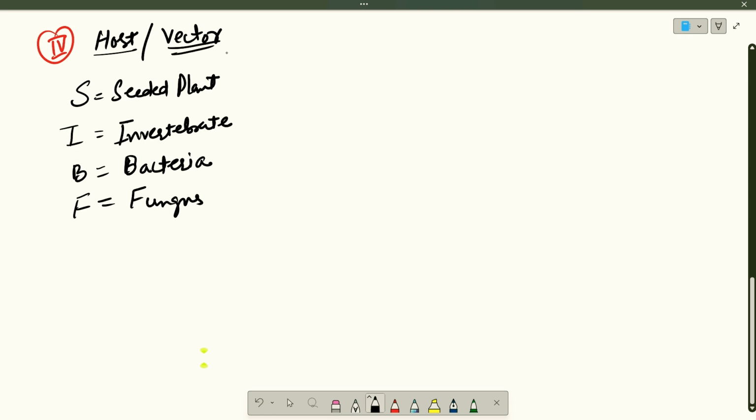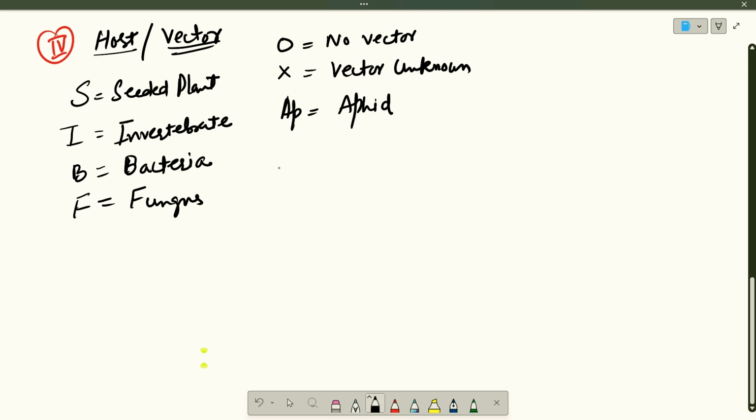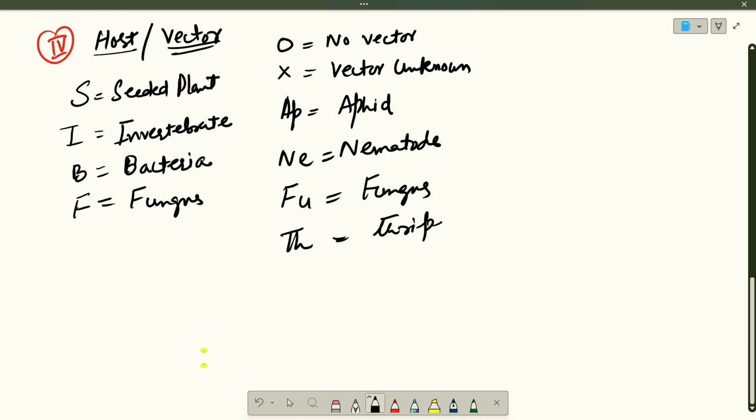Then in case of vector, what are the codes that are used in the cryptogram? If it is O, we say no vector. That means this virus has no vector. If it is X, we say the vector is unknown. If it is AP, we say the vector is an aphid. If it is NE, we say the vector is a nematode. If it is FU, we say the vector is a fungus. And finally, if it is TH, we say the vectors are thrips. So these are the four pairs of code that are present in a cryptogram, which represent different aspects of a particular virus.